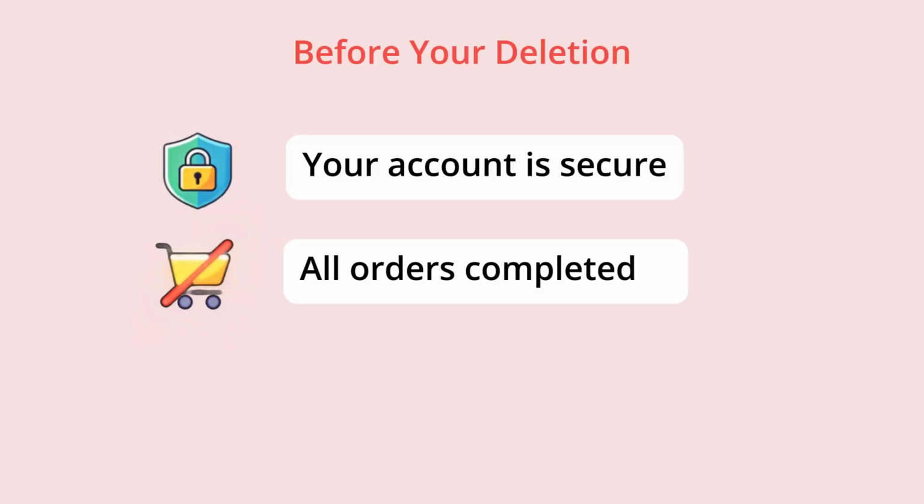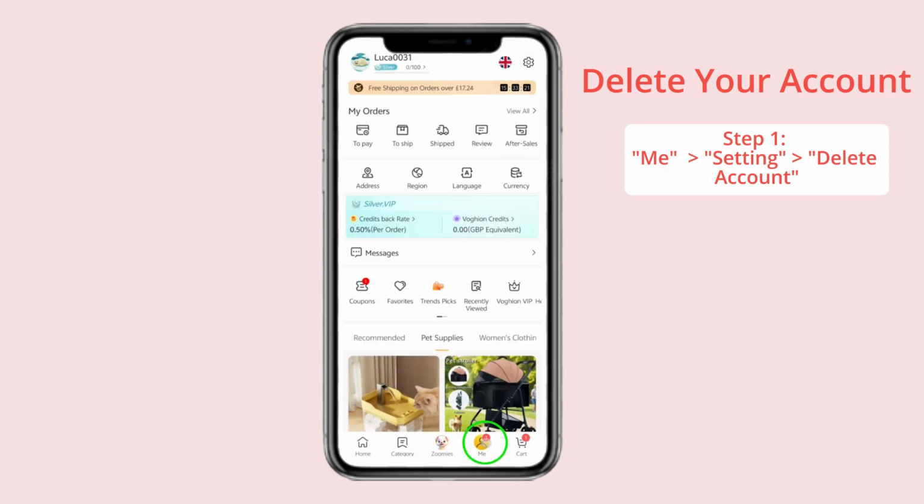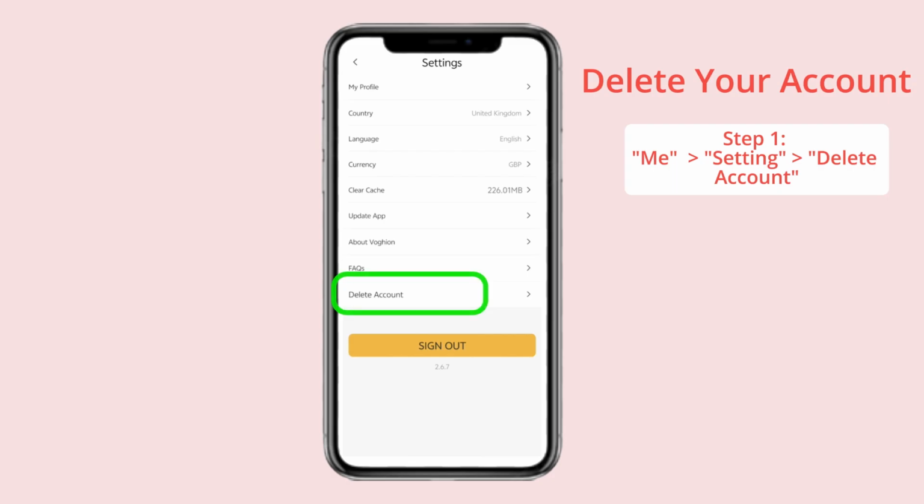Before deleting your account, make sure your account has no security risks and all orders are completed with no pending or after sales requests. To delete your account, go to me, settings, scroll down and tap on delete account, then tap apply.